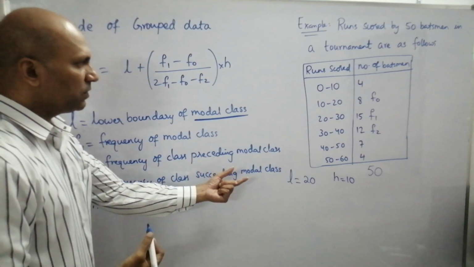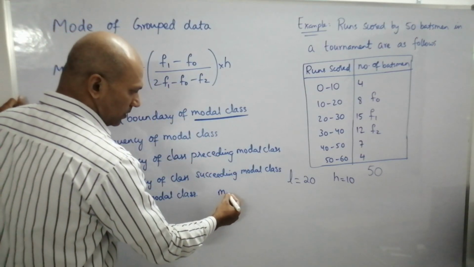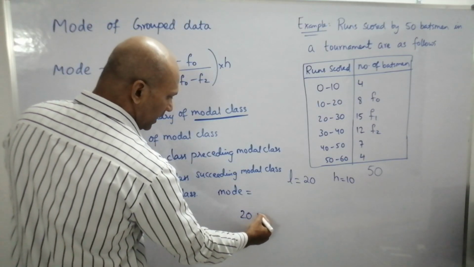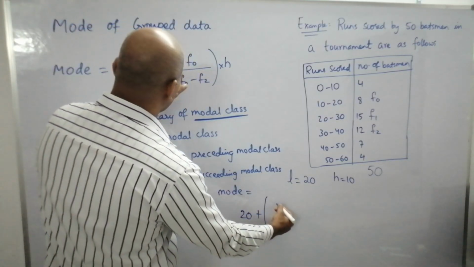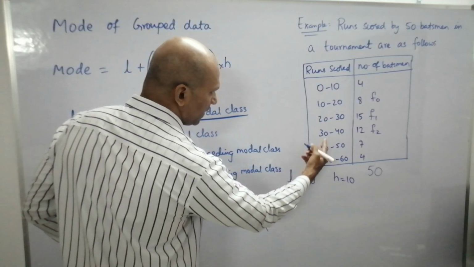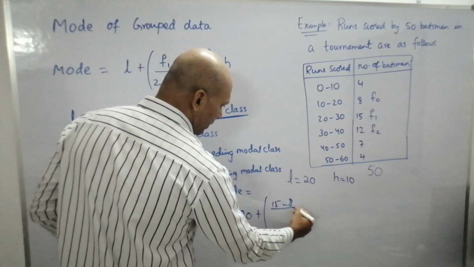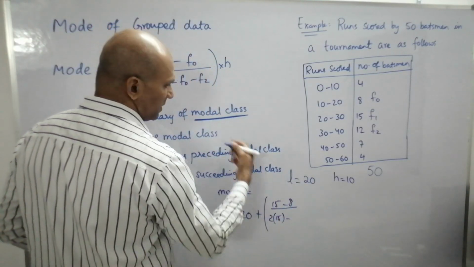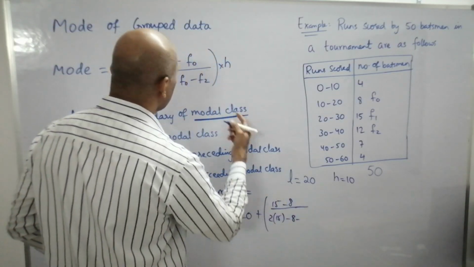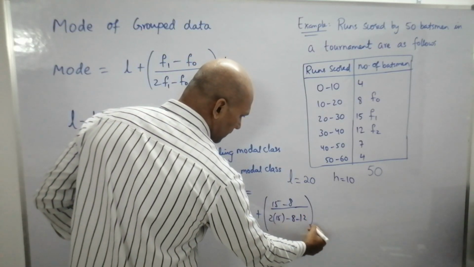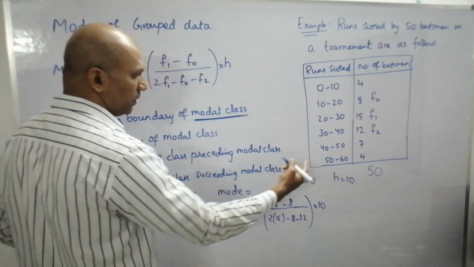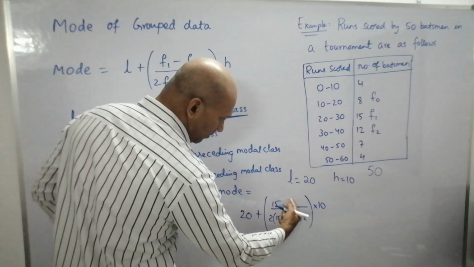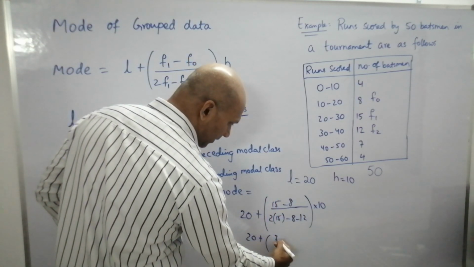Alright. So let us substitute these values in the formula. So we'll have mode is equal to L plus, L is 20, plus F1, F1 is 15, minus F0 is 8, divided by 2F1, 2 into 15, minus F0 is 8, minus F2, F2 is 12, multiplied by H. H is equal to 10. Okay. So this is 20 plus 15 minus 8, that is 7.